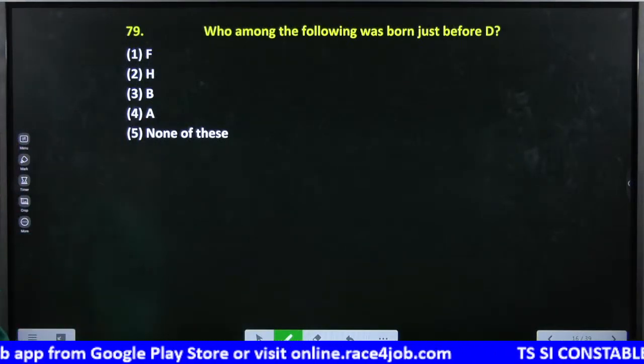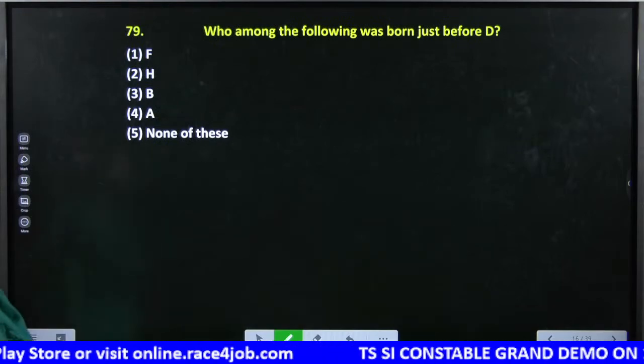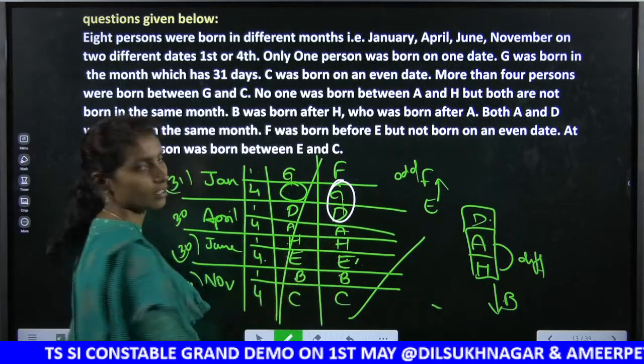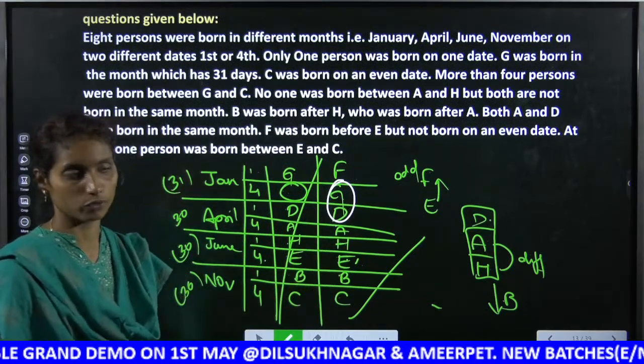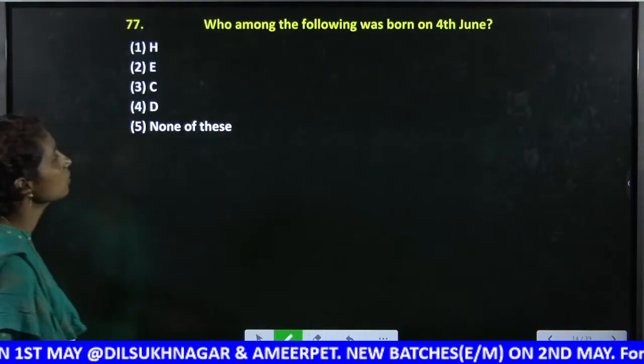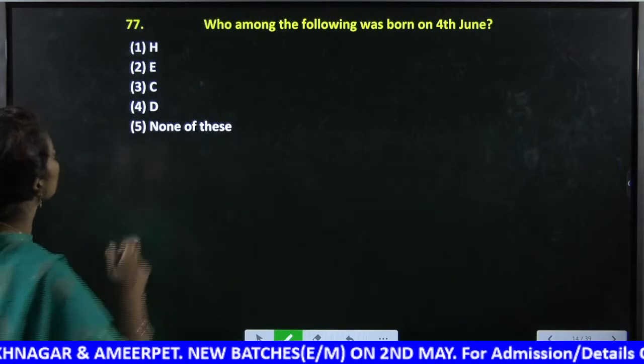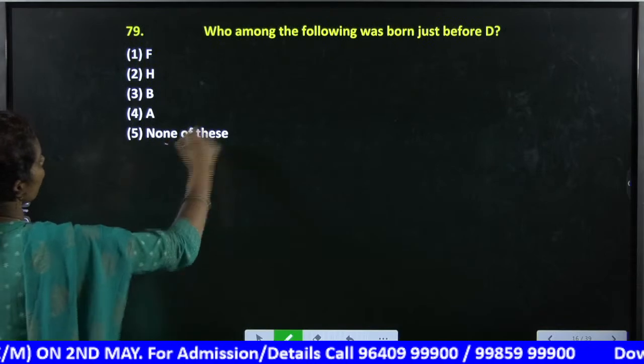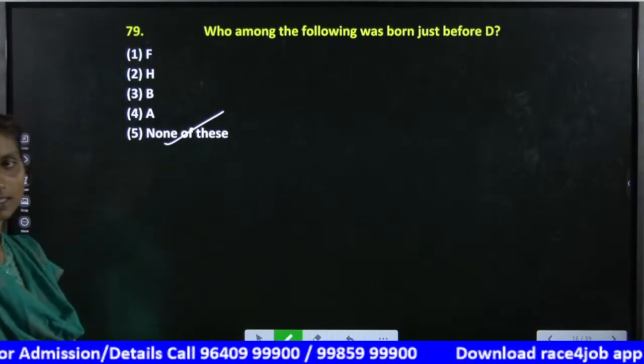Who among the following was born just before D? Who is before D? Before D we have G. Just before means immediately before. None of these. The option is not there. Directly we consider here none of these.